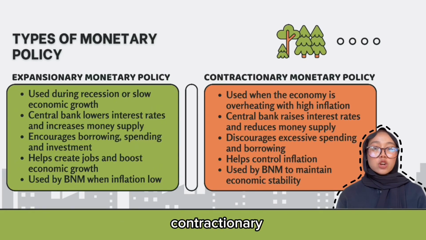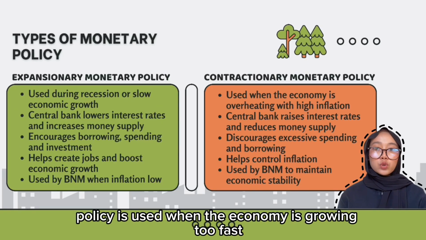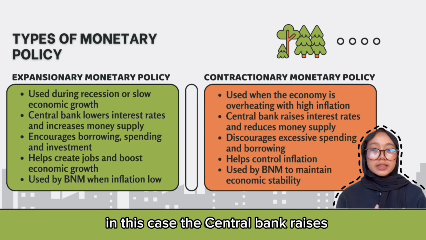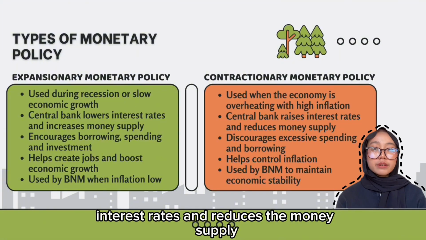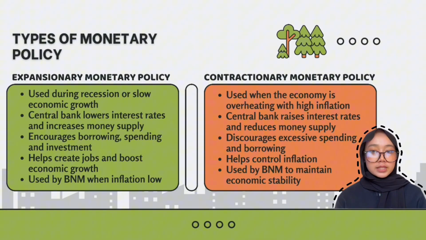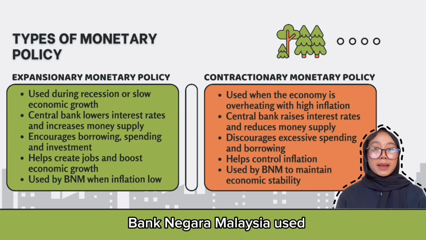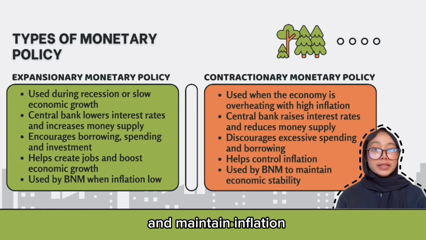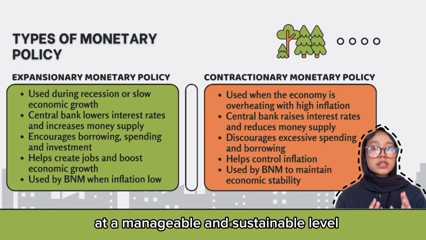On the other hand, contractionary monetary policy is used when the economy is growing too fast and inflation is high. In this case, the central bank raises interest rates and reduces the money supply. Higher borrowing costs discourage excessive spending and investment, helping to control inflation. Bank Negara Malaysia uses contractionary policy to cool down the economy and maintain inflation at a manageable and sustainable level.